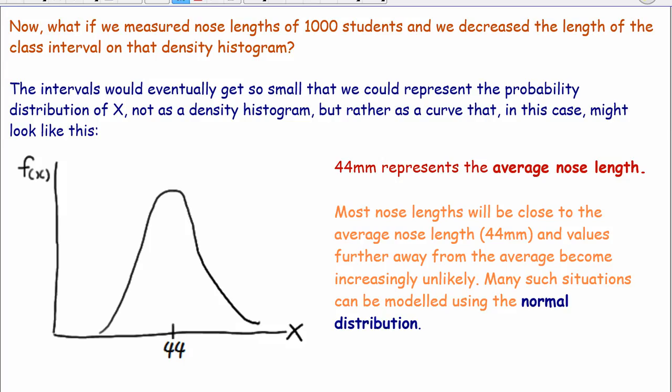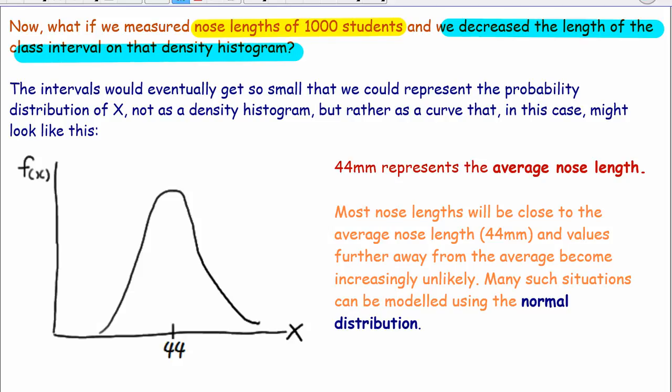Now, what if we measured nose lengths of 100 students, and then we decreased the length of the class interval on that histogram so that we had very small class intervals? The intervals will eventually get so small that we could represent the probability distribution of X as a density histogram. But because they're so small, we'll end up with a curve, and that curve will look something like this. On the y-axis, it's basically a function, because you're joining very small points, so you end up with a function.